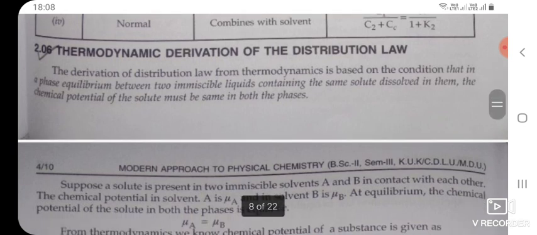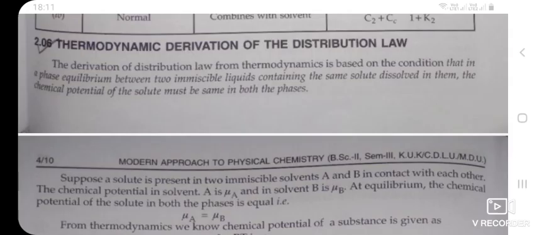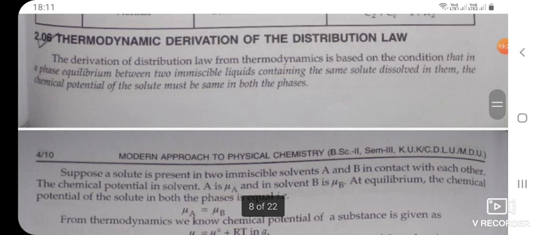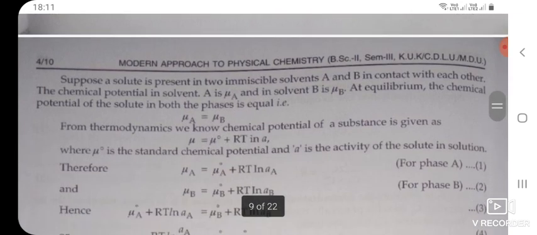Thermodynamic derivation of the distribution law. The derivation of distribution law from thermodynamics is based on the condition that in a phase equilibrium between two immiscible liquids containing the same solute dissolved in them, the chemical potential of the solute must be the same in both the phases.